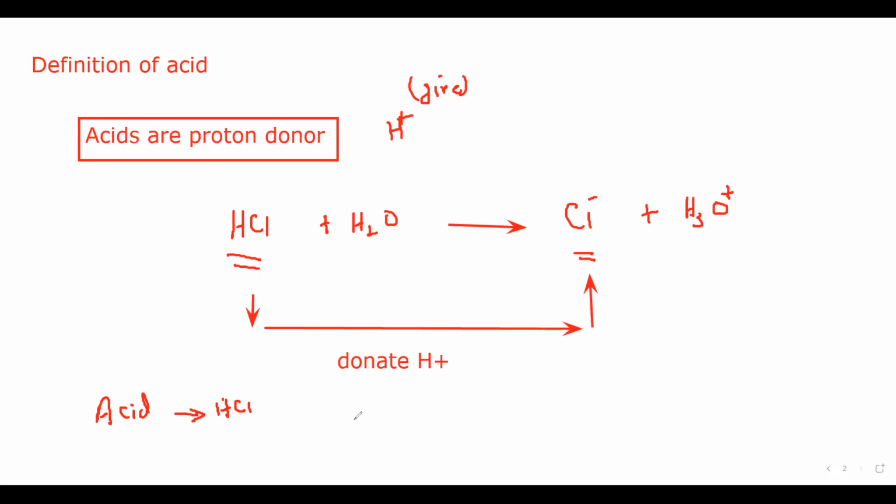Is it clear, the first example for acid? Then another example: say you have a reaction where HNO3 is mixed with H2O, and as a result it produces NO3 minus and H3O plus.